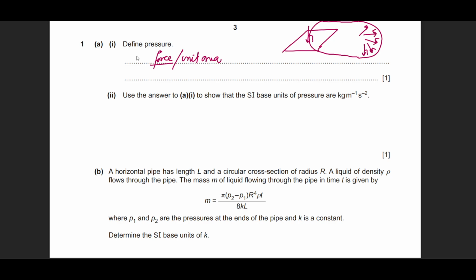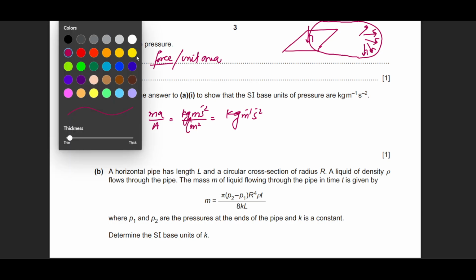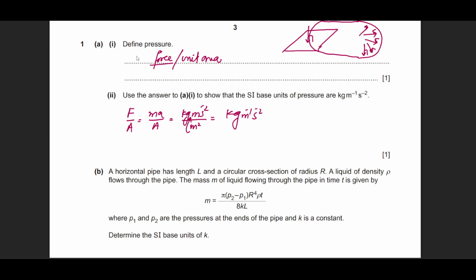So it says you want to show that the pressure has base units like this one. Simply go towards force divided by area. We have force from ma divided by area. We have m as kg, acceleration as m s^-2, and area is m^2. This becomes kg m^-1 s^-2 by bringing this in the numerator. Basic algebra, nothing too difficult.